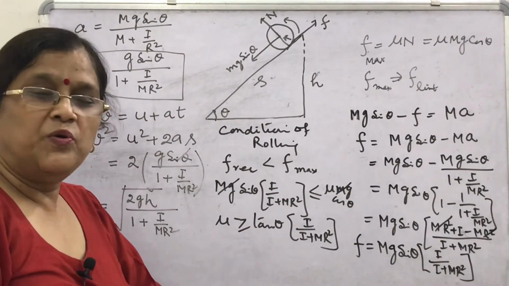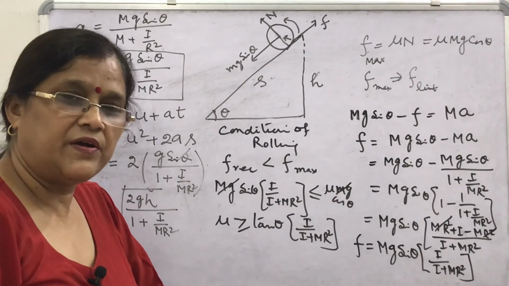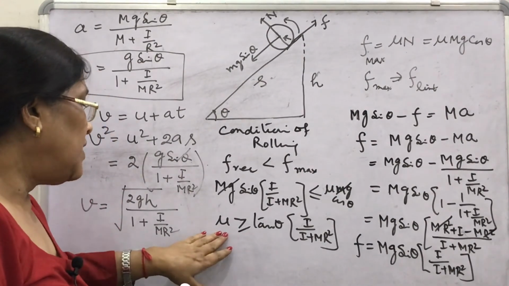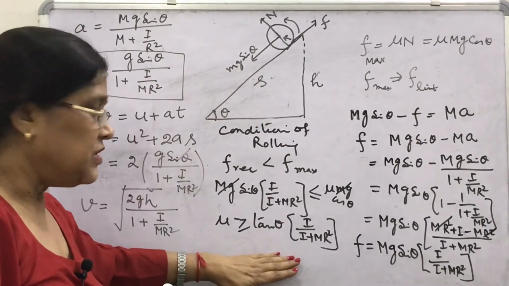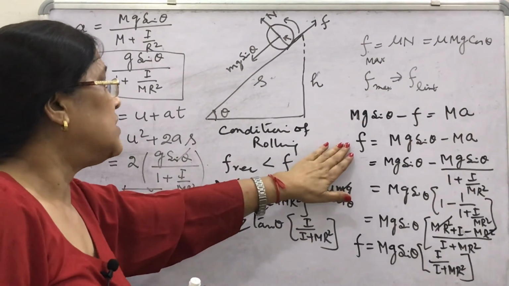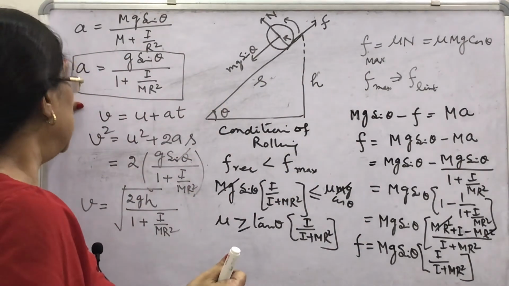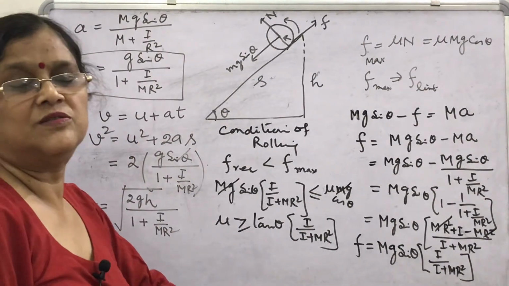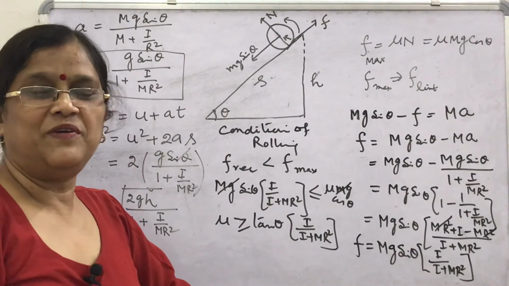So to prevent slipping, to have perfect rolling, what should be the coefficient of friction of the plane? This we have discussed. And what is the static friction of the plane, the acceleration and the velocity of the rolling object. I hope you must have enjoyed.